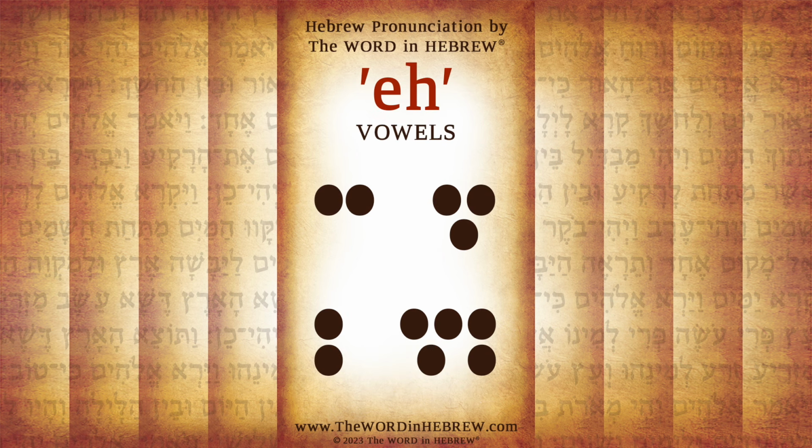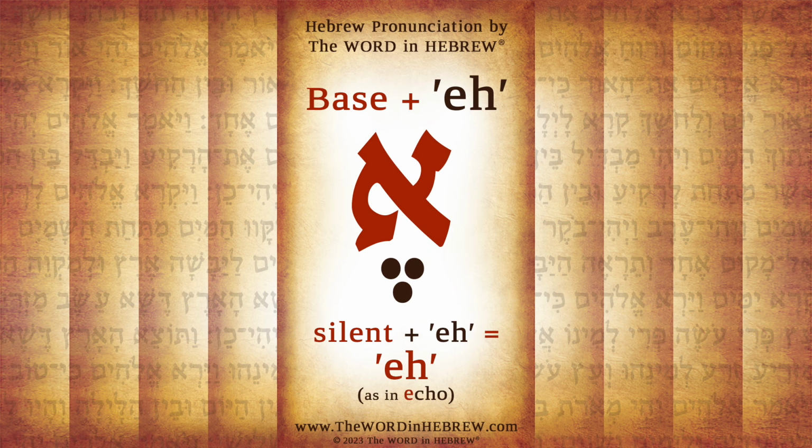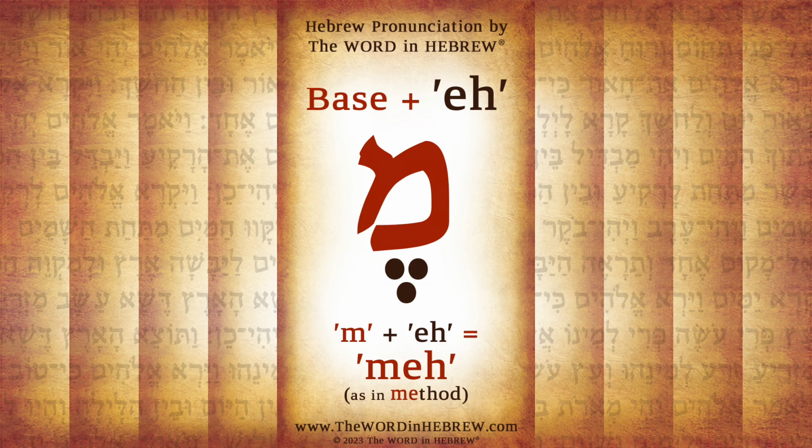Now let's look at some examples. Aleph is silent on its own. With an E vowel, it becomes E, as in echo. And it's the same with this vowel or this vowel. The base sound of Mem is M. With an E vowel, it becomes Me, as in method. And it's the same with this vowel.